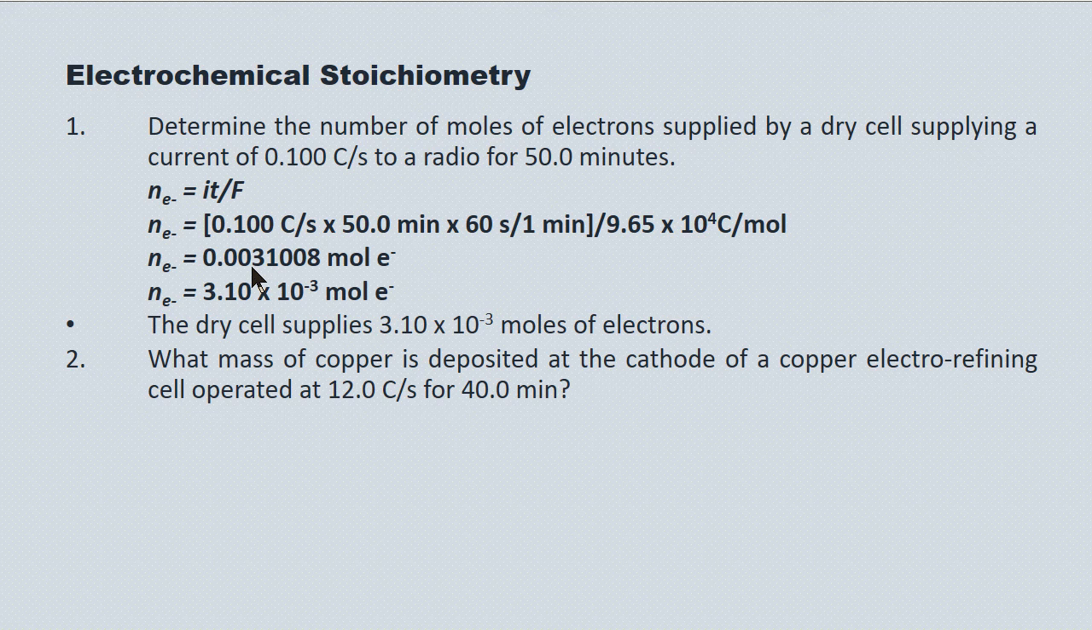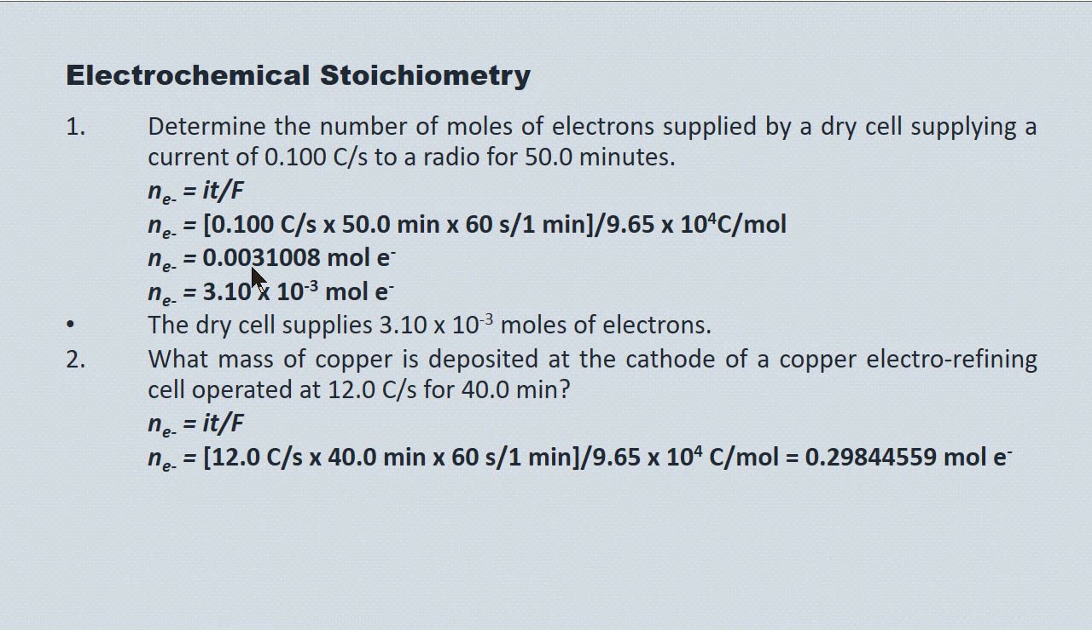Let's take a look at another. What mass of copper is deposited at the cathode of a copper refinery operating at 12.0 coulombs per second for 40 minutes? Here we're looking at a small-scale industrial process, and we want to determine the yield of copper from operating a refinery. Start with the same formula, moles of electrons equals I t over F, and substitute in. There's our current, 12.0 coulombs per second, times our time interval, 40 minutes, times our conversion to get out of minutes and into seconds, 60 seconds in 1 minute. That's our numerator, divided by Faraday's 9.65 times 10 to the 4 coulombs per mole.